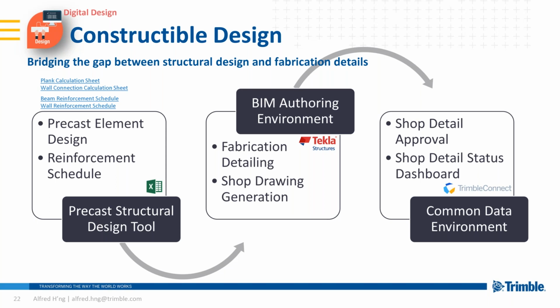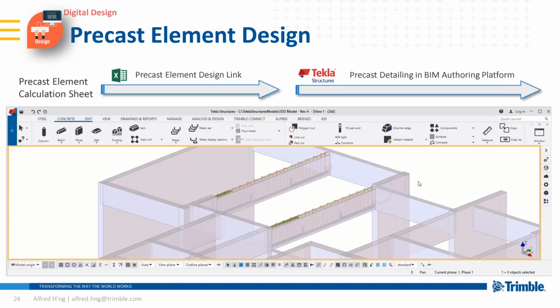So with the precast element design tools, this design information is transferred into Tekla Structures, where beams or columns are detailed based on the design information. Once the elements are detailed accordingly, the respective shop drawings are generated from the BIM models for fabrication. The shop drawings can be uploaded to the Common Data Environment platform for approval submissions. So the process is illustrated in these videos.